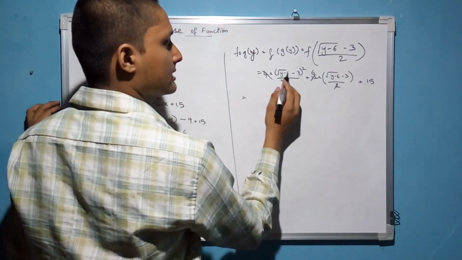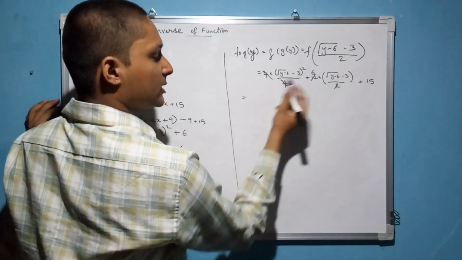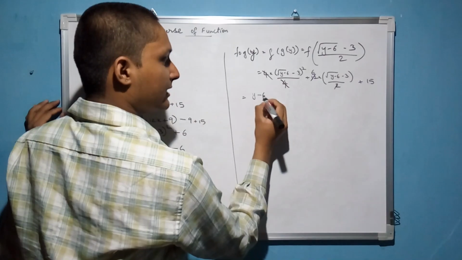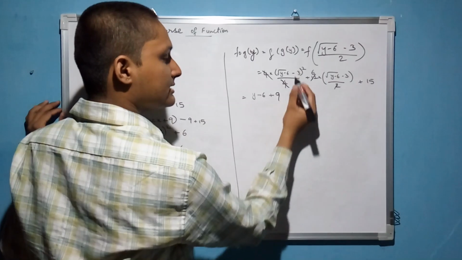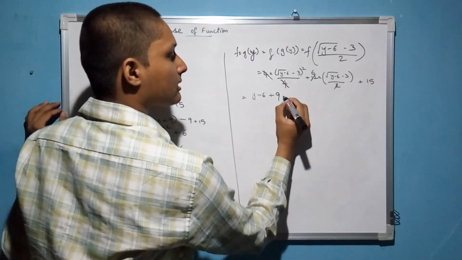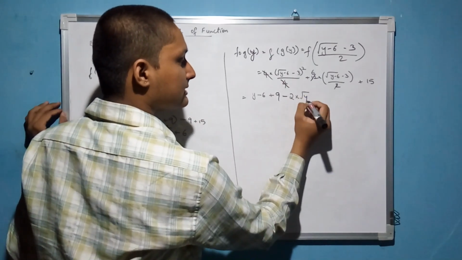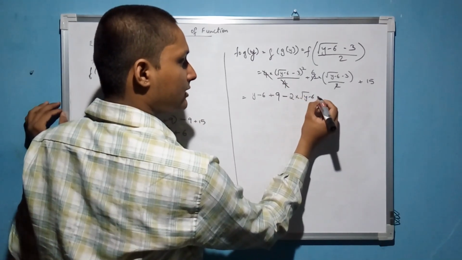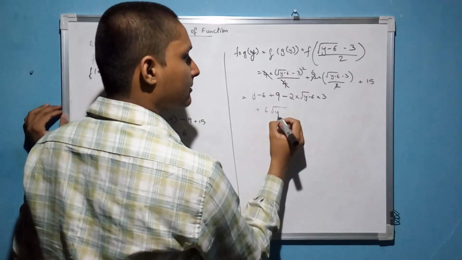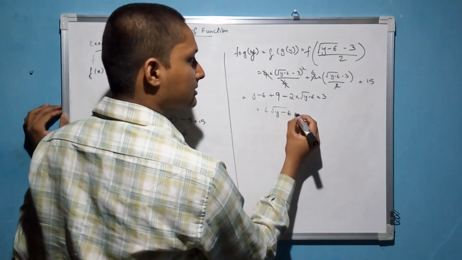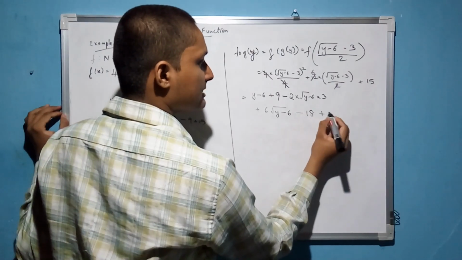So a square minus 2ab plus b square, that term you need to write here. So this is a minus b whole square, that comes to be a square. A square is y minus 6. B square is plus 3 square is 9. So the middle term is minus 2 into a is root y minus 6 and into 3. That is the first one. Second part is 6 into root of y minus 6. Then 6 I need to multiply to minus 3 also, that comes to be minus 18 plus 15.